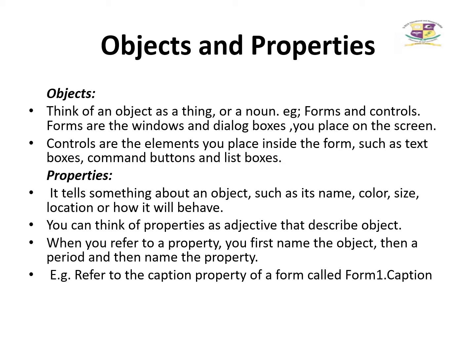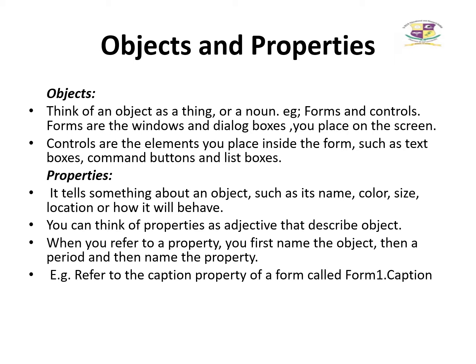Objects and properties. An object can be a thing or a noun. But here in Visual Basic, for example, if you take forms and controls, these are the windows and dialog boxes which are placed on the screen. The controls can be an element which you place inside the form, such as text box, command buttons and list box.